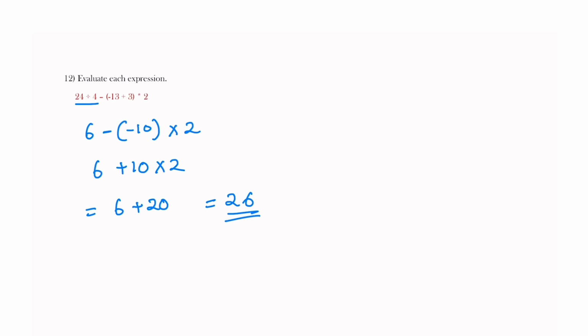24 divided by 4 gives us 6 minus. Before doing my brackets, I did this division because it's not impacting my brackets. Ideally, the brackets should be done before. So minus 13 plus 3 is minus 10 times 2. So 6, and this becomes plus 10 times 2, which is equal to 6 plus 20, and the final answer is 26.